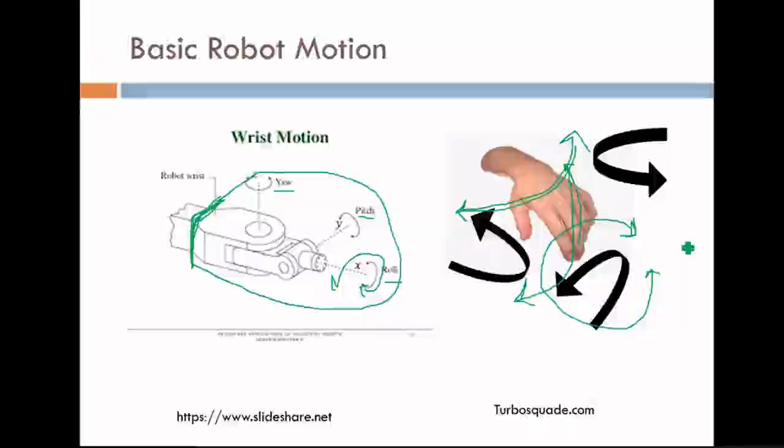Okay, so this is a most important question. Explain the wrist motion. Explain the end effector motion. Explain roll, pitch, and yaw in detail with the figure of this one.